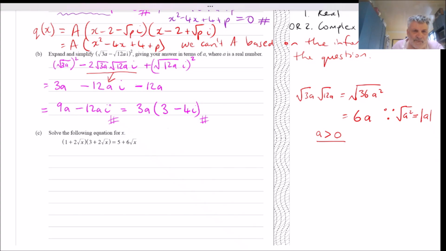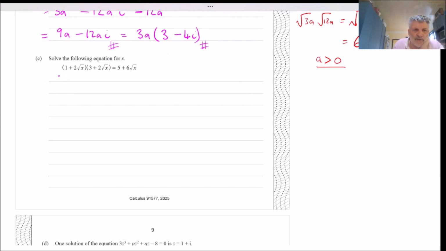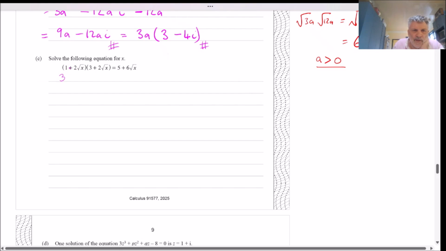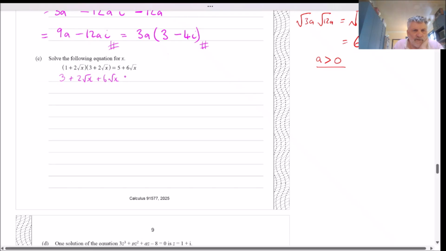Part C, solve the following equation for x. I'm going to just multiply this out. 3 times 1 is 3. 3 times 2 root x is 6 root x. 2 times 3 is 6 root x. And 2 root x times 2 root x is 4x.